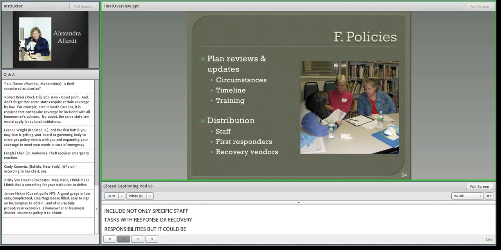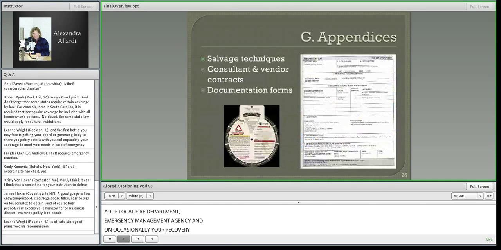Now, the final section in a plan contains supporting information, what we all call those appendices. It can include the types of information that need to be easily accessible and readily at hand. These could include vendor contracts, salvage techniques, critical passwords, and documentation forms. All of these help round out a comprehensive disaster plan.